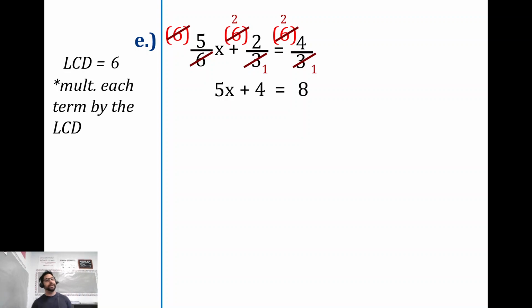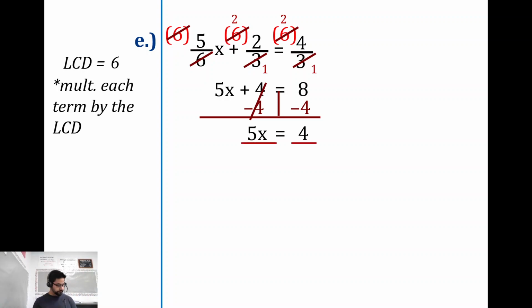Going over this one again because you might have a question like this on your quiz the following day. But yeah, if you notice, you now have a much better problem to complete. So we just got to subtract 4 both sides. And then to finish it off, we divide by 5. So x is equal to 4 over 5.